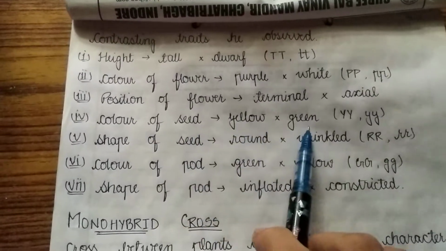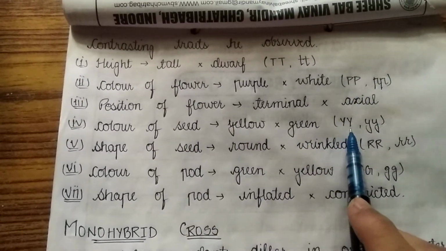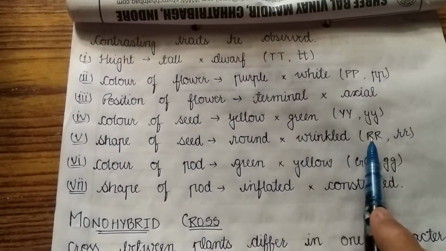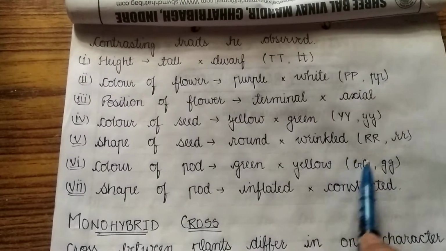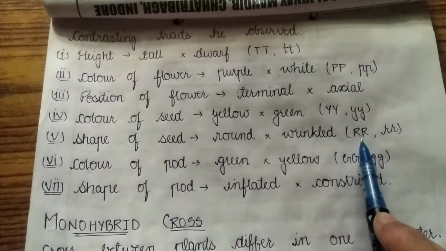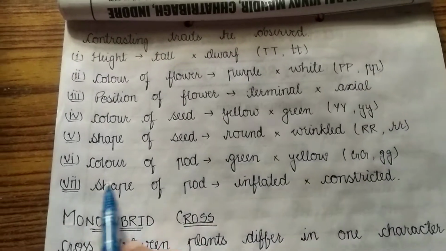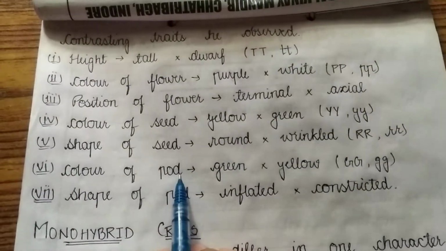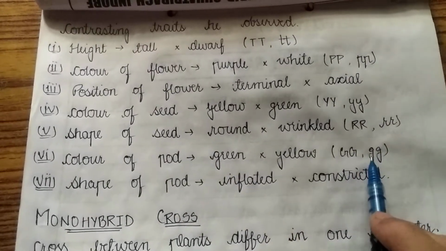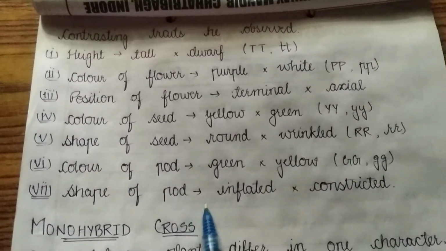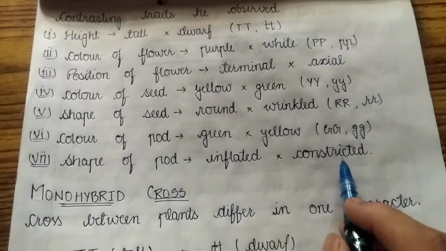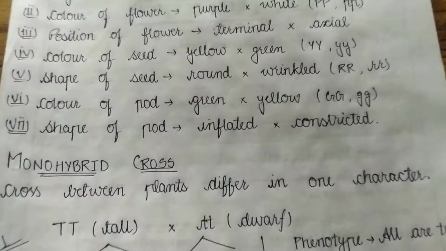Color of seed, yellow and green, represented by capital Y, small y. Shape of seed, round and wrinkled. Round means fully circle and wrinkled means somewhat in the oval shape, represented by capital R and small r. Color of pod, pod means chilka, green and yellow, capital G, small g. Shape of pod, inflated and constricted. Inflated means tikha and constricted means thoda sa muda hua.